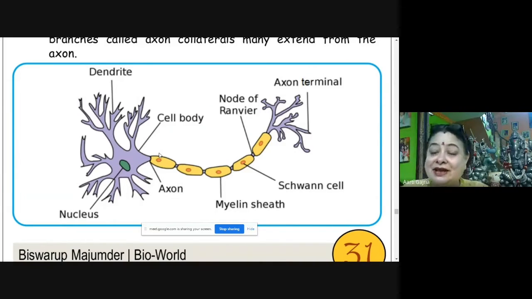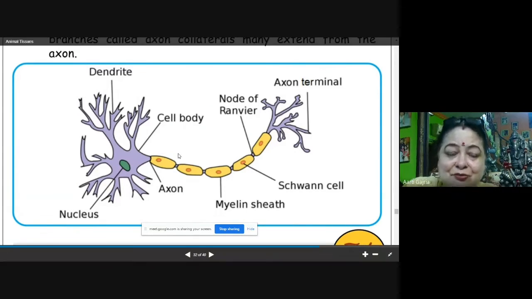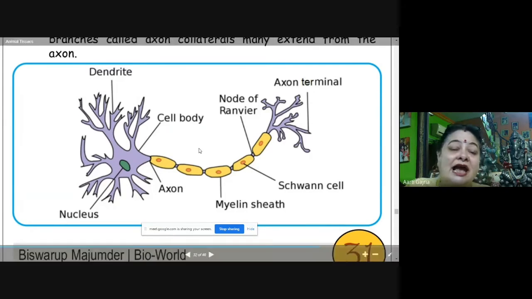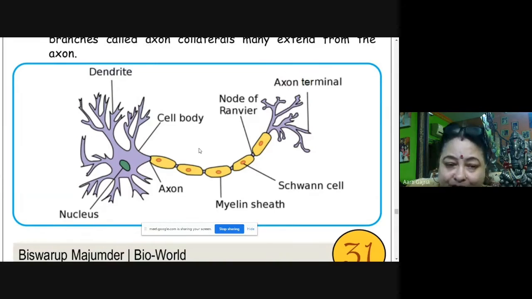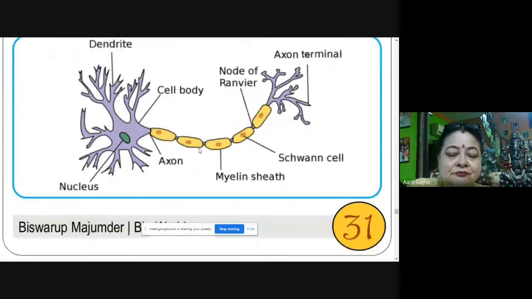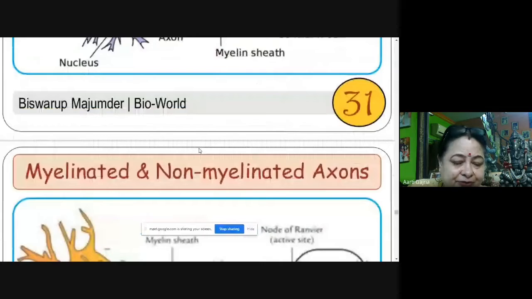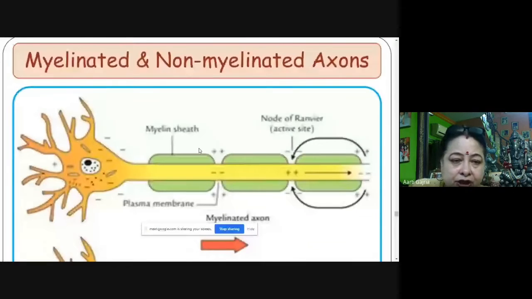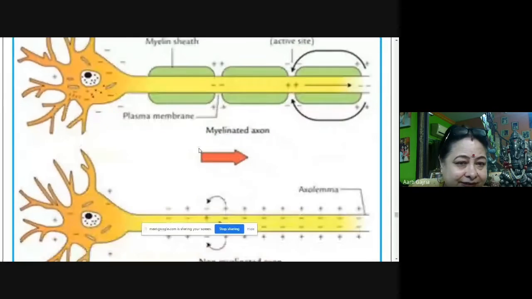So there are different neurons in our body depending on their function. They are sensory, they are motor, and there are interneurons also. There are mixed neurons also which are doing the function of sensation as well as motor. So this is the difference between axons. As I told you, if the myelinated sheath is present, it is a myelinated axon. If it is not present, it is non-myelinated.